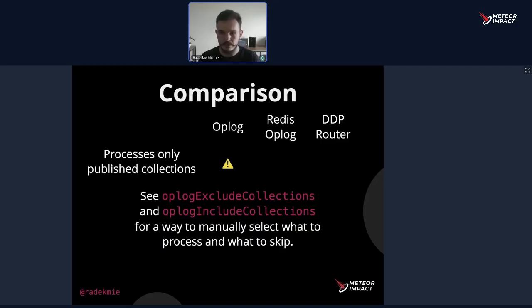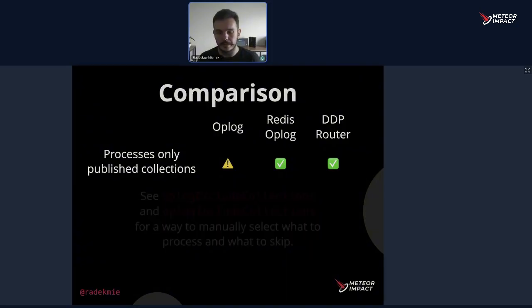But in this case, you have to manually, within your application config, define which collections are and aren't published at all. So it can still be the case that you are processing some events from collections that can be published, but are not necessarily published at this moment, right? So there can still be some overhead that is not needed. And then obviously on redis-oplog and DDP Router, we are only processing whatever is published, because otherwise we are not even setting up the listeners either to Redis or to MongoDB via change streams directly.